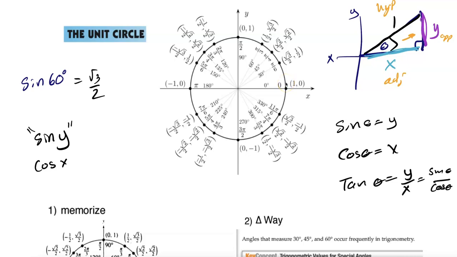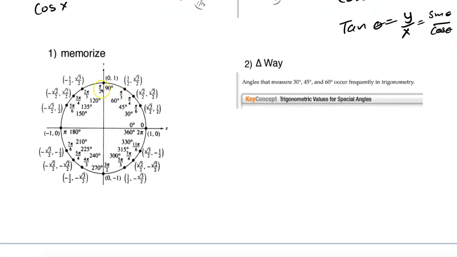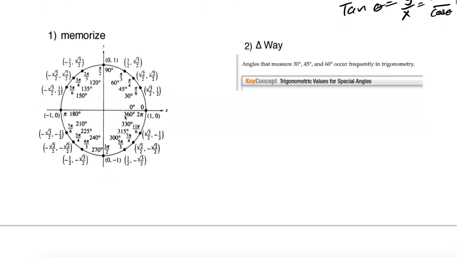Now, how's that helpful besides the fact that if you have it, you can just read it? Well, I'm not going to give you the unit circle. You can memorize it. I wouldn't. That's a lot of stuff to memorize. But if you could do it, go ahead. There's lots of little tricks to do it. What I do is I build it every single time and call it the triangle way.